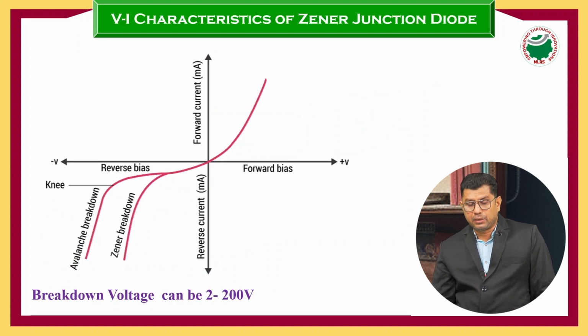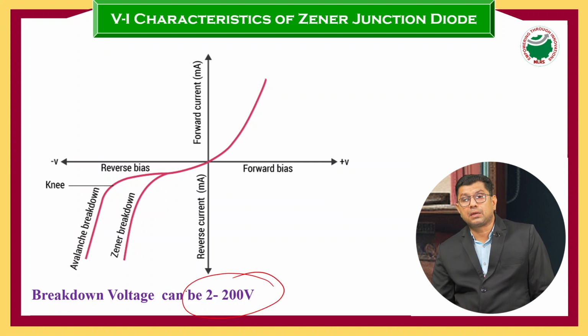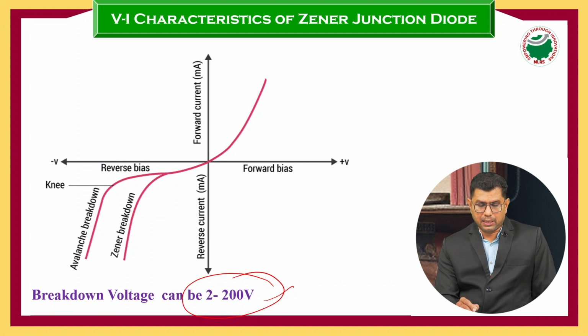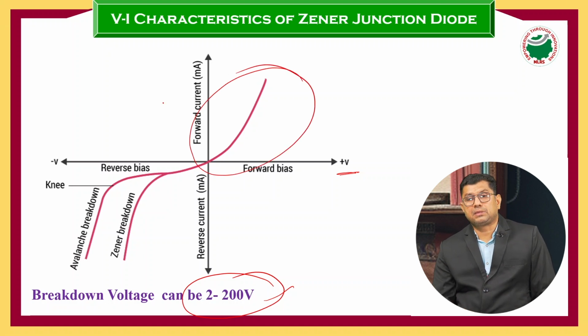Zener diodes are available at different voltages. The breakdown voltage of a Zener diode ranges from about 2 to 200 volts. How can you decide this value? It simply depends on the doping concentration. See here, the variation of current with respect to voltage is as shown in the figure. The forward bias characteristics are similar to the PN junction diode.